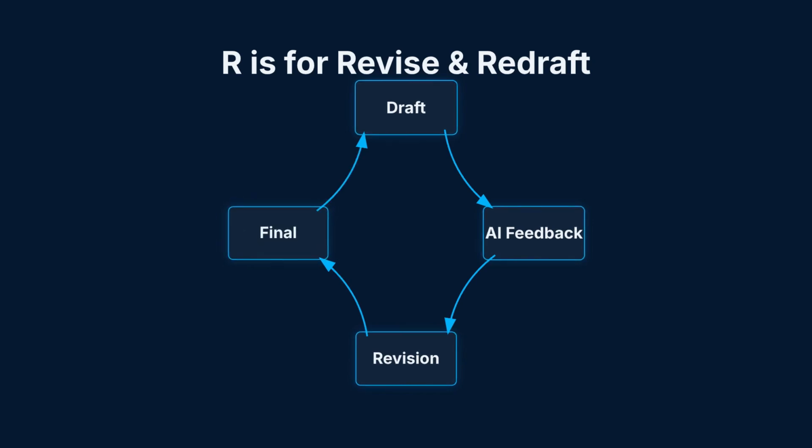When a student gets that AI feedback, the learning doesn't happen when they read it, it happens when they have to decide how to apply it. They are engaging in metacognition, evaluating the AI's suggestions, and making deliberate choices about their own work.